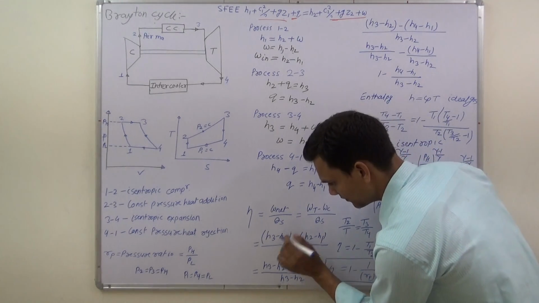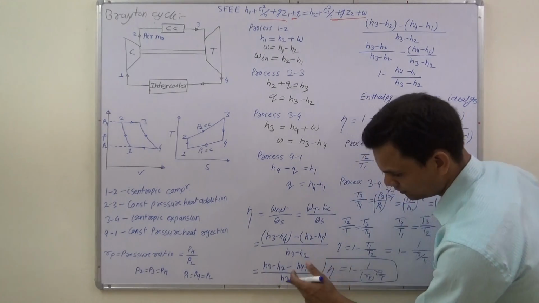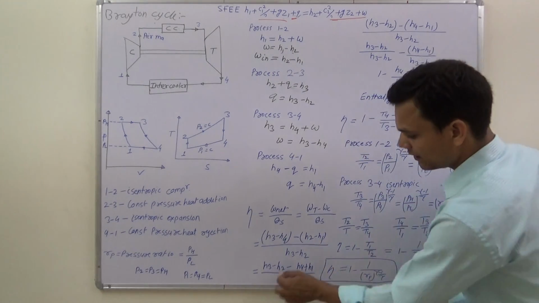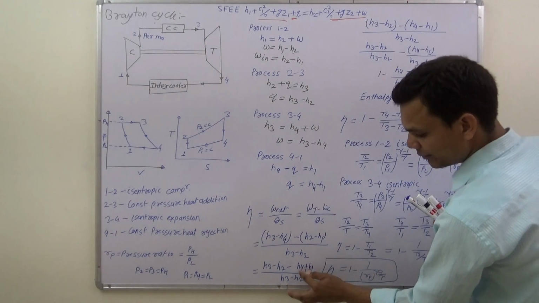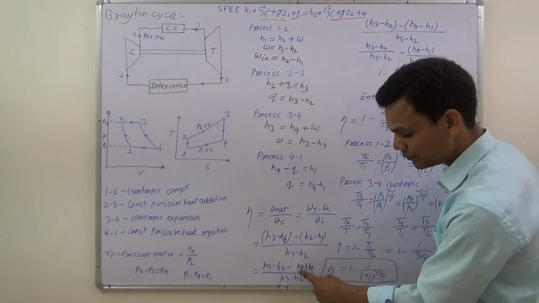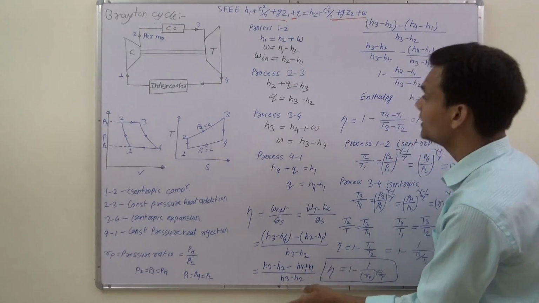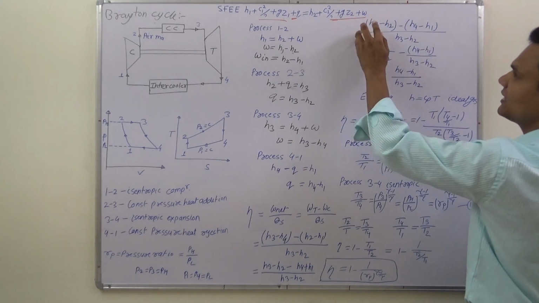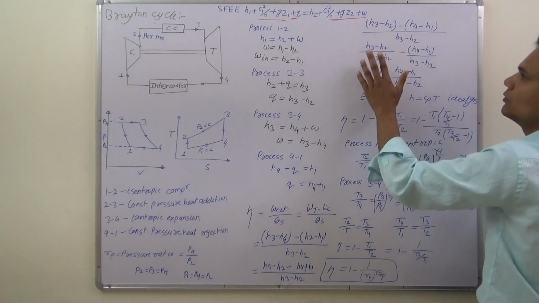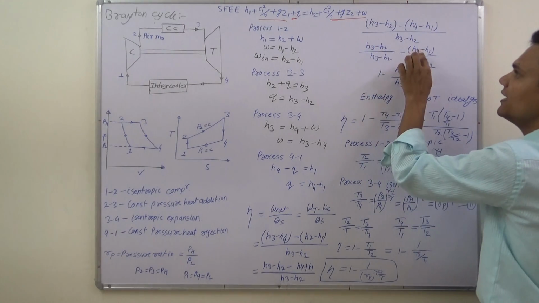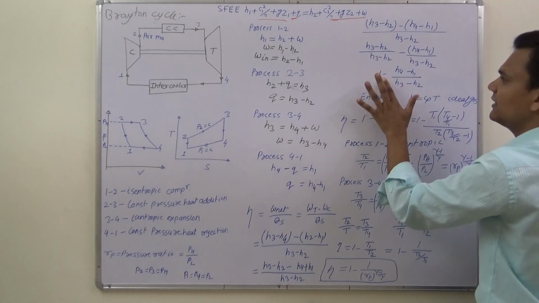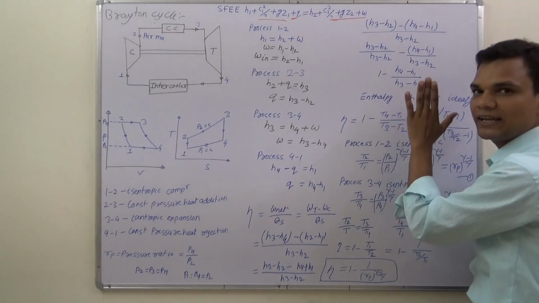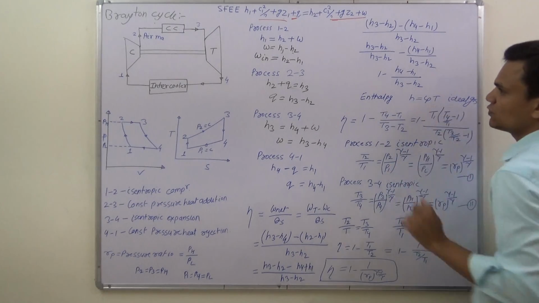This is our H4. After that, I take the negative sign common and modify this: H4 becomes positive and H1 becomes negative. After that, I separate (S3 minus S2) by (S3 minus H2) and (S4 minus H1) by (S3 minus H2). This term gets cancelled and the remaining terms will be H4 minus H1 and H3 minus H2.